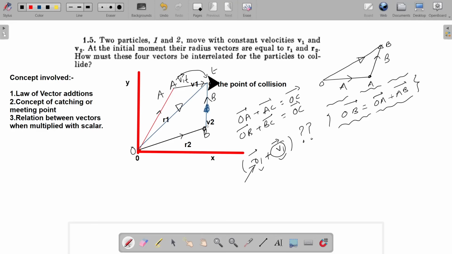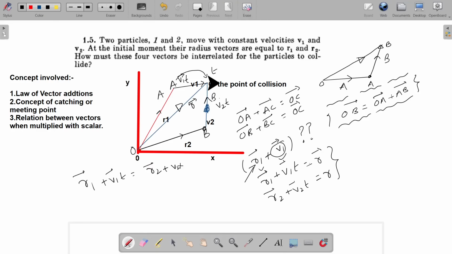Similarly, for velocity vector V2, we have to write this as V2t. Now we should write R1 plus V1t equal to OC, that is we may write as R. Let R be the position vector of point C. Now for the second equation, we can write similarly. R2 can be written as V2t, vector notation R. Since this R is equal, we may equate R1 vector plus V1t can be written as R2 vector plus V2t.